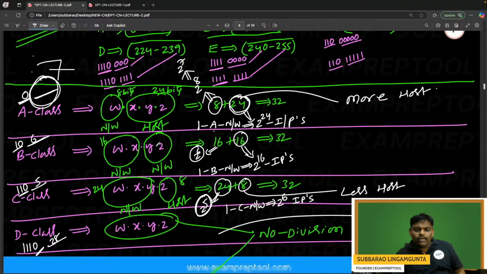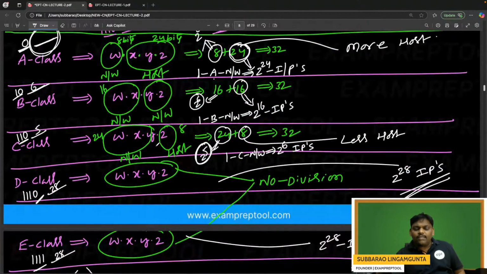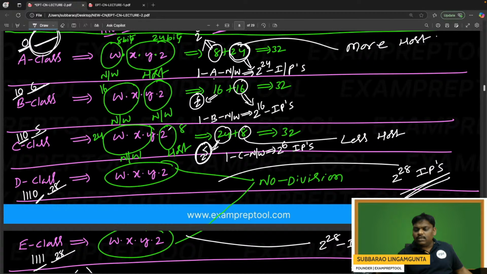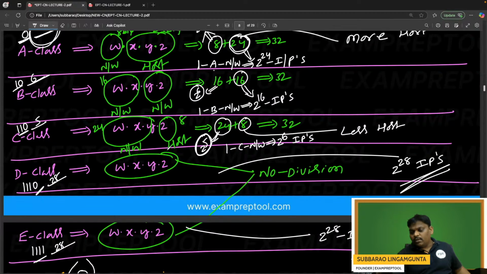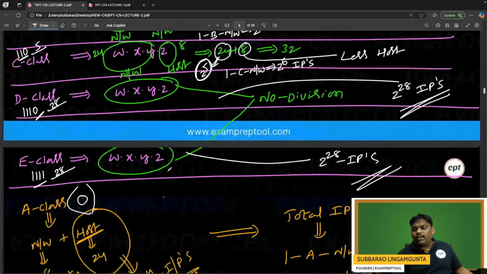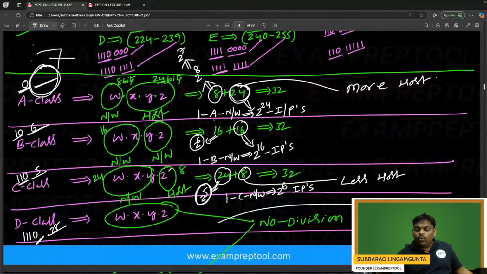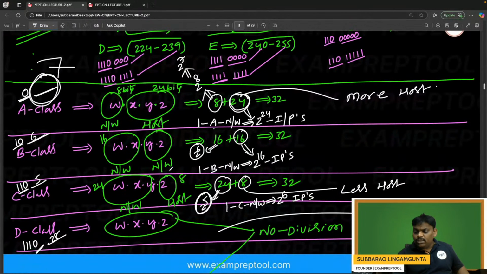Slowly, the division started. Class A has 2 parts: network part and host part. Class B also has a network part and a host part. In class A, the network is 8; just remember it is 8. The remaining is 24. Next, it slowly increases: 16, 16. Then 24, 8. If you increase further, since 24 is already network, it will become 32, and 32 means already 32. So there is no division. D and E, no division.